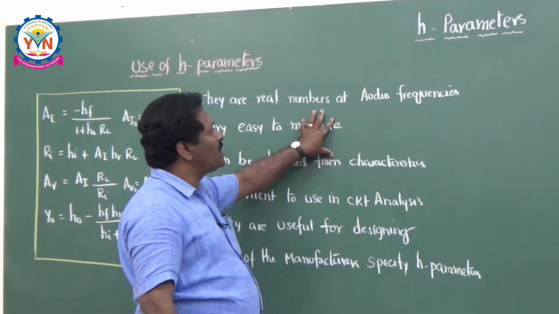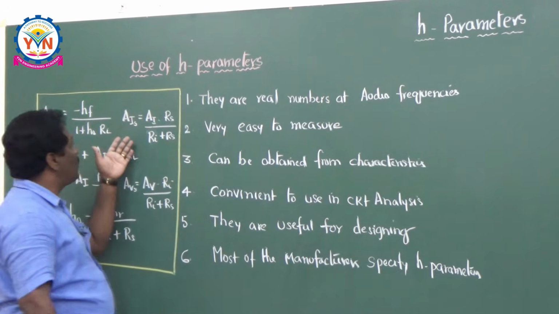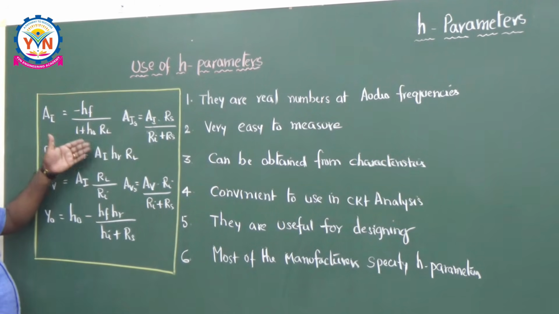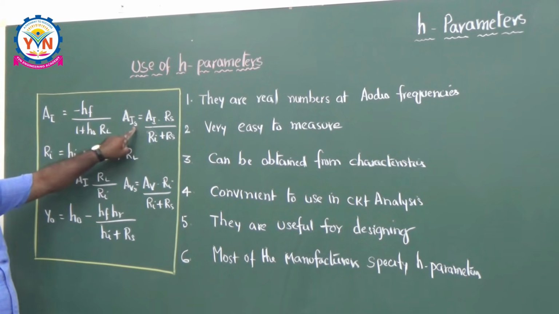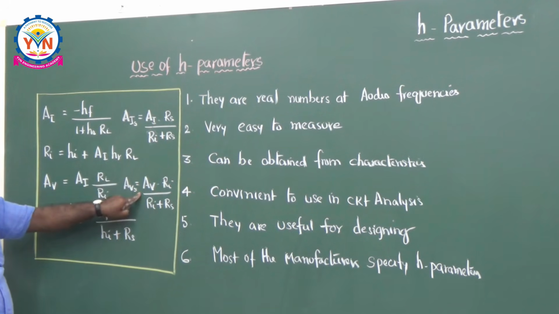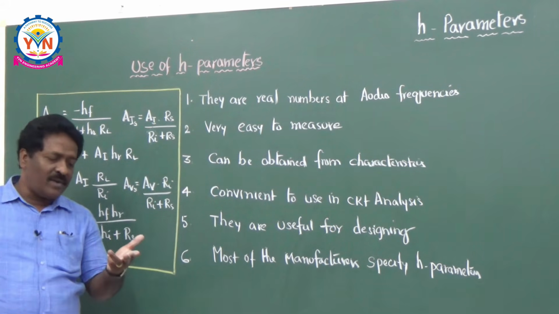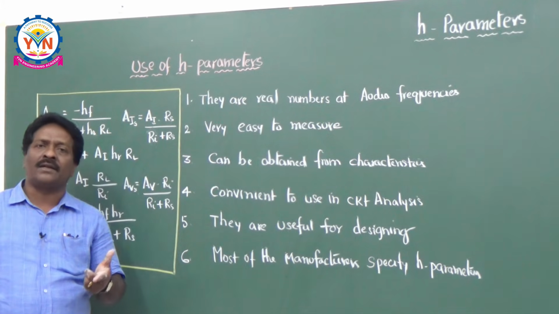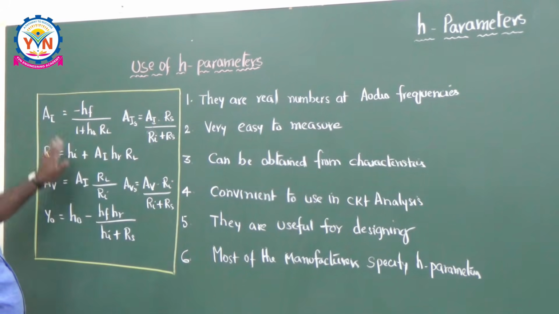So, once you know these H parameters, then once again I would like to tell you, remember all these formulas. These formulas which are having these H parameters: current gain, input resistance, voltage gain, output admittance, current gain with source, voltage gain with source. All these formulas are equally applicable for all types of configurations. What are the configurations? Common base, common emitter and common collector. So for all these configurations, happily you can utilize all these formulas.